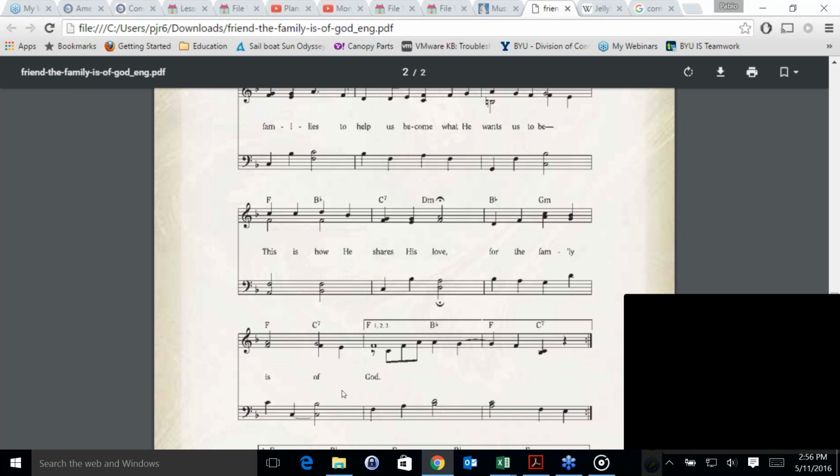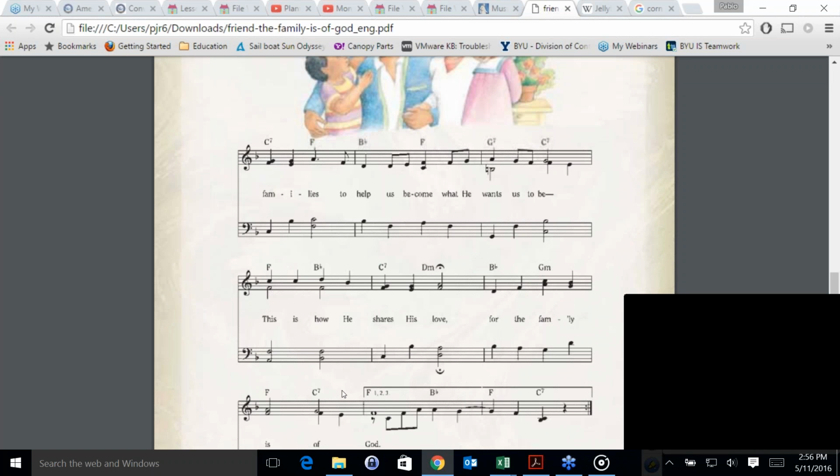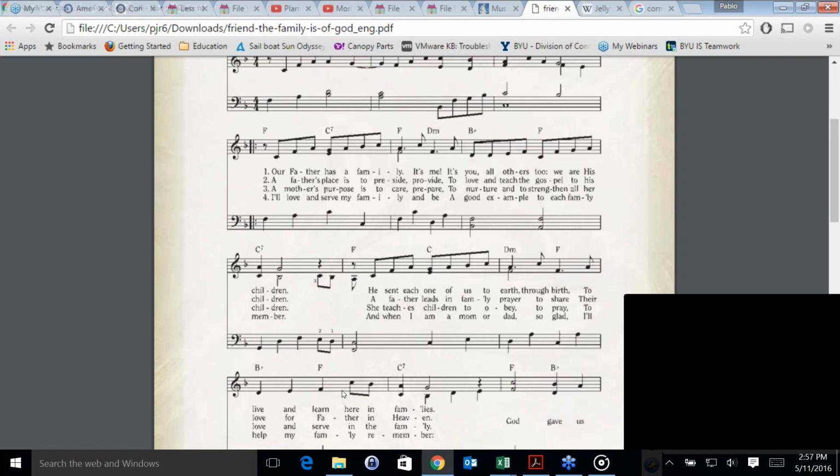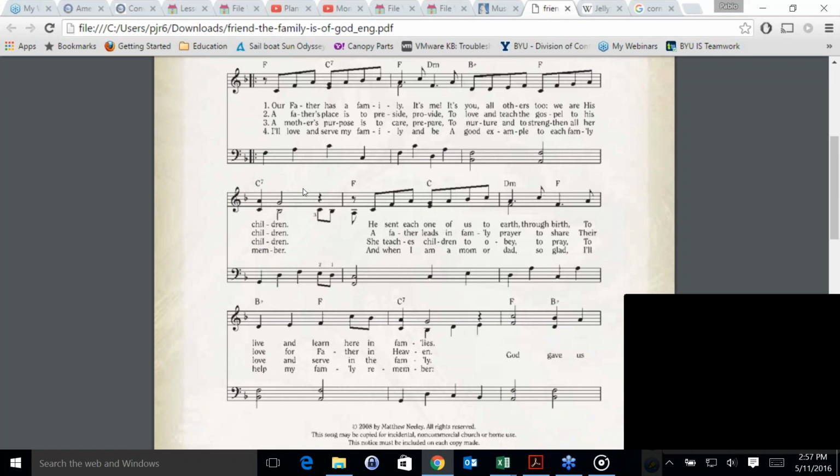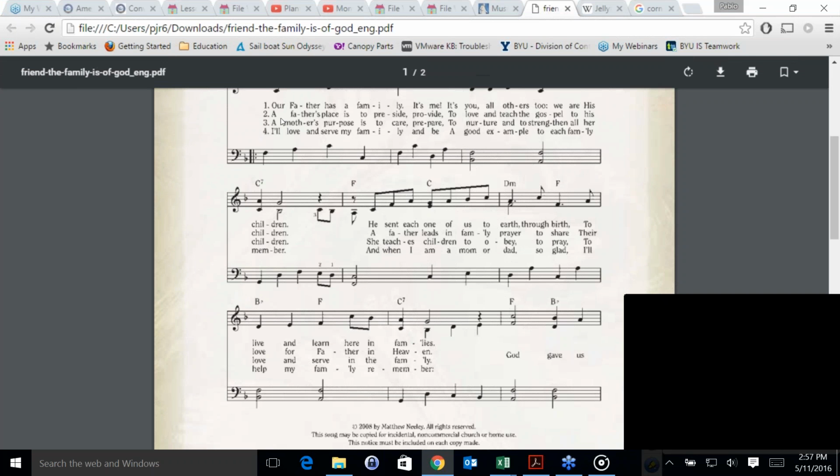I actually remember singing this one back in primary. Yes, 4 or 5 years ago. Excellent. But I really love this concept of how he teaches: our Father has a family. It's me, it's you, and all others too. It's clever rhyming.